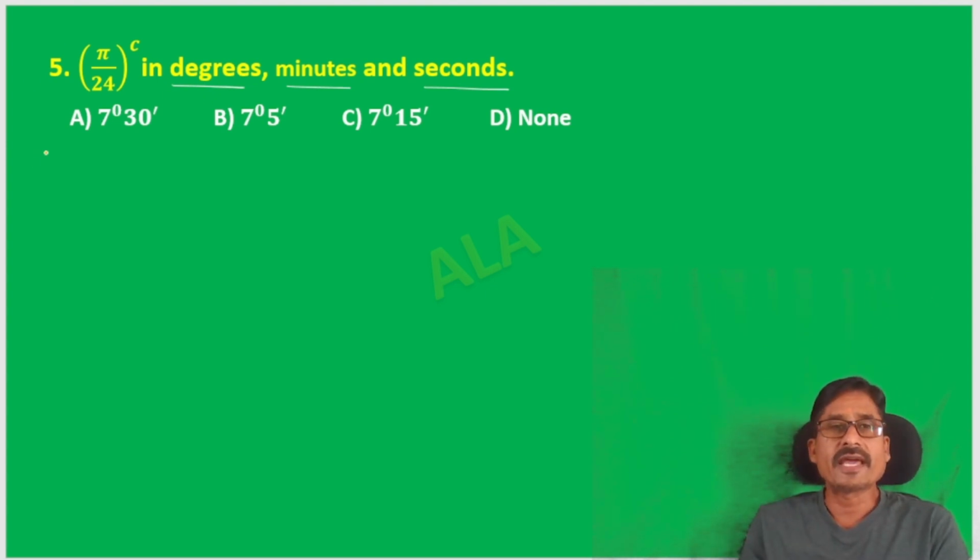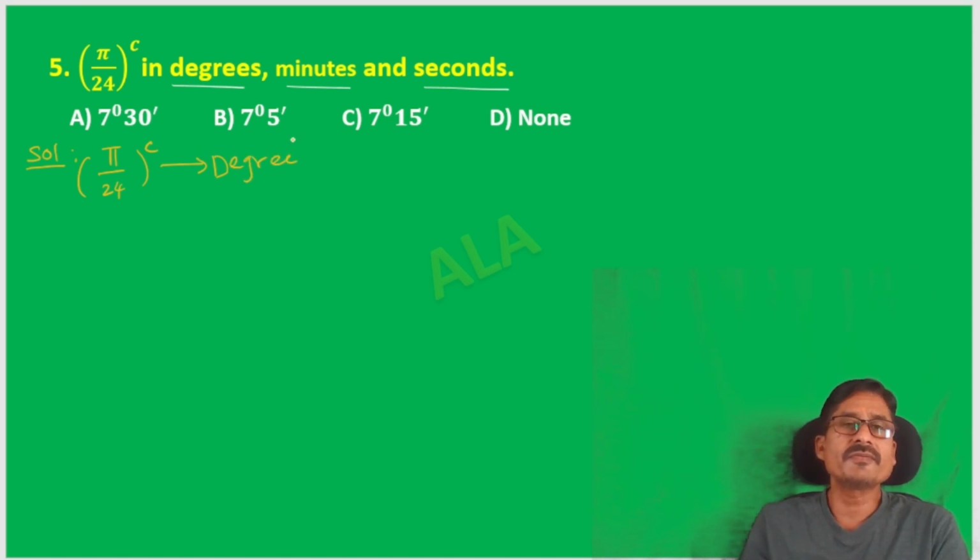So what is the given angle? Given angle is pi by 24 radians. This radians we convert into degrees. Sexagesimal system means degrees. We have to convert those radians into degrees.